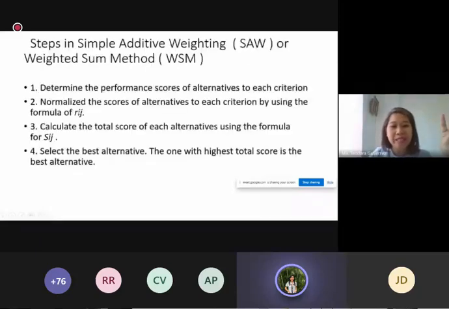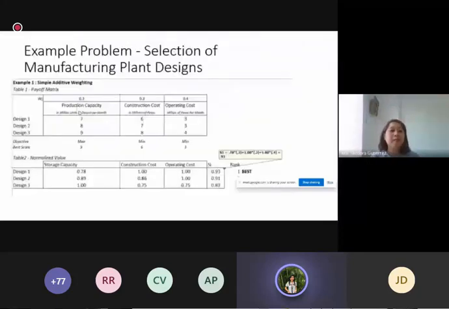So we have 4 steps in the simple additive weighting. One, determine the performance measures or scores of alternatives to each criterion. Number 2, normalize the scores of alternatives to each criterion by using the formula for r_ij. 3, calculate the total score of each alternative using the formula for S_i. 4, select the best alternative. The one with the highest score is the best alternative.